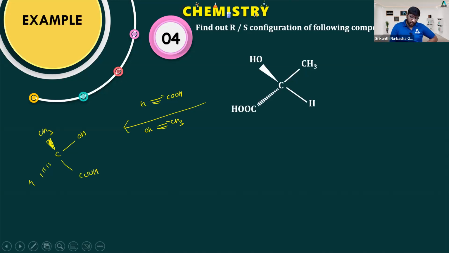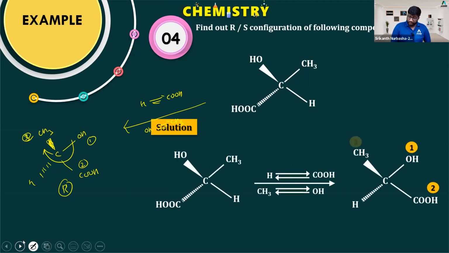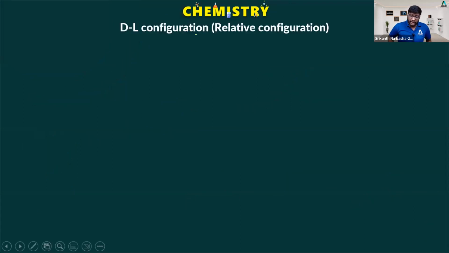So try to assign the configuration now. First priority to this particular option, second priority, third priority, 1 to 2, 2 to 3. How are you going? In the clockwise direction. That is going to have R configuration. Even number of exchanges you have to perform because the configuration is going to be the same, right? Very good.